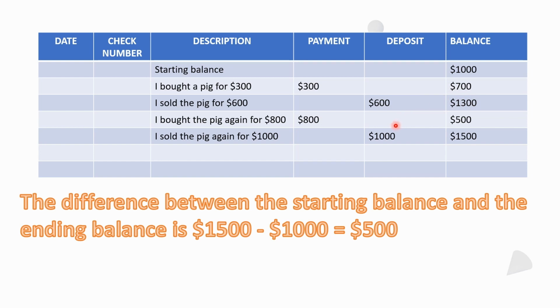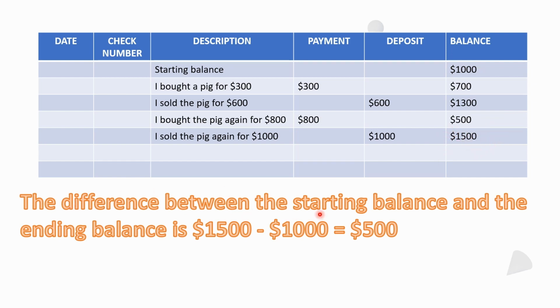That's pretty good. So I go out and buy the pig again for $800. It's going to cost me a little bit more. I have an $800 payment. My account just went from 1,300 down to 500 because I have to subtract the 800 I'm paying for the pig. Now, I sold the pig again for $1,000. So I've got another deposit, another credit coming back into my account. What's 500 plus 1,000? It's $1,500. So I went from a starting balance of $1,000 to an ending balance of 1,500.